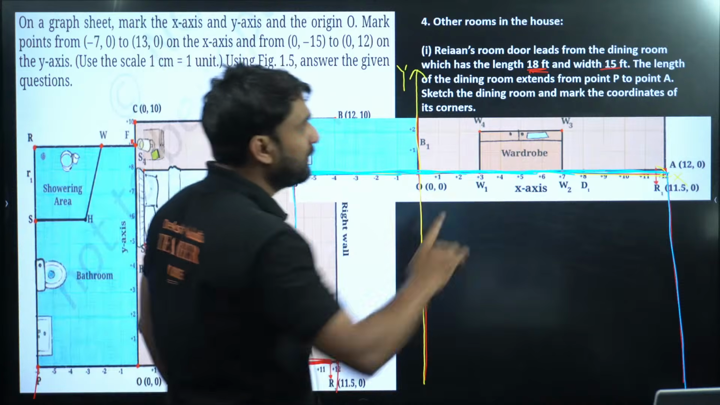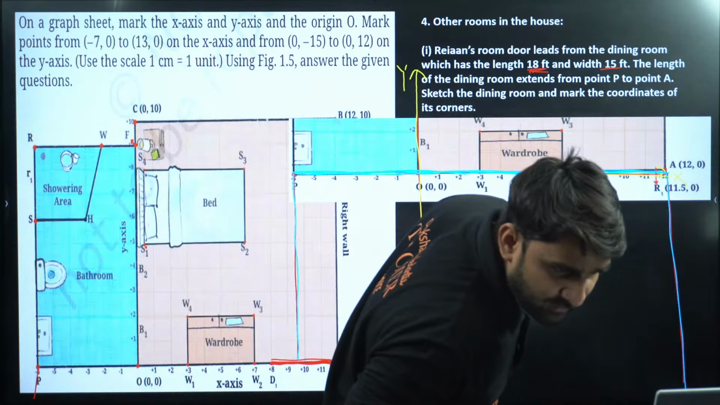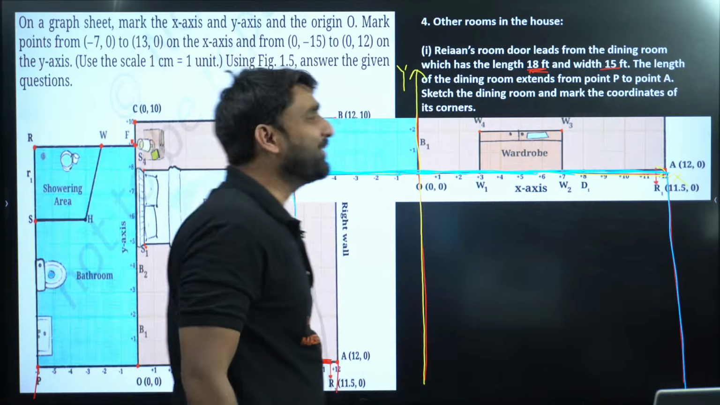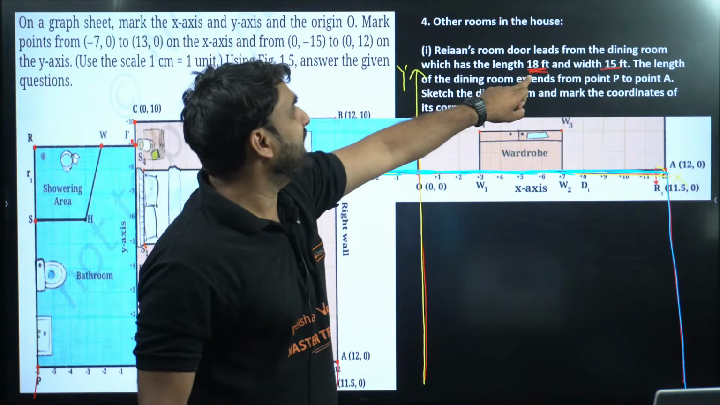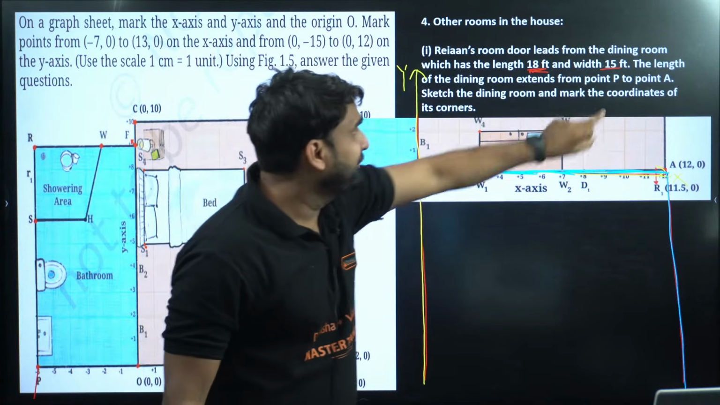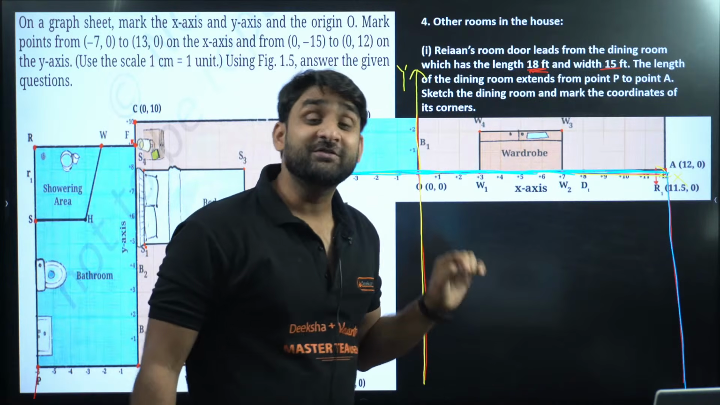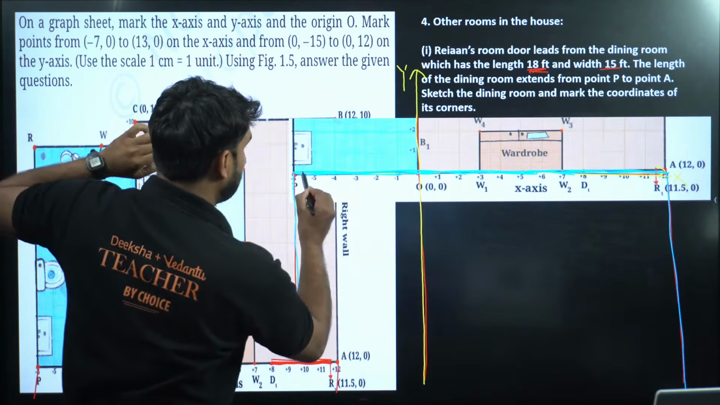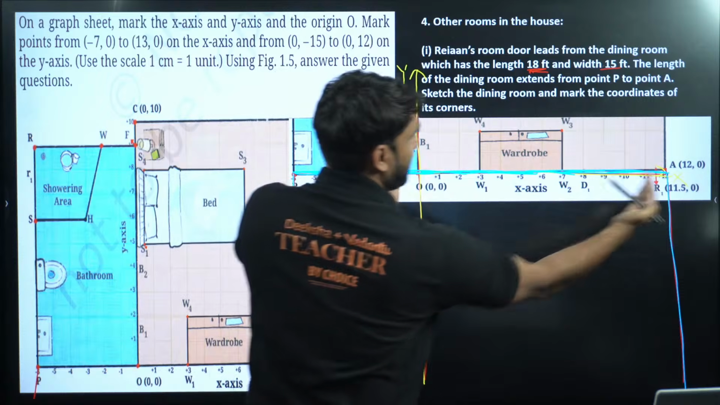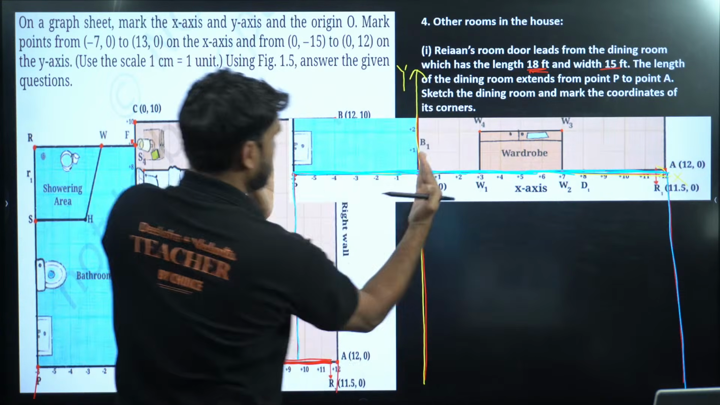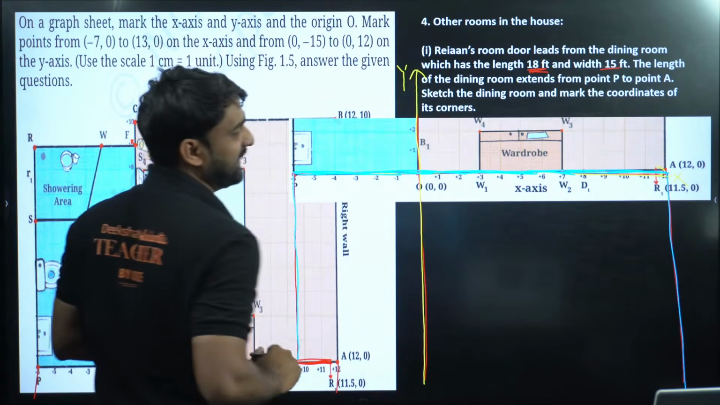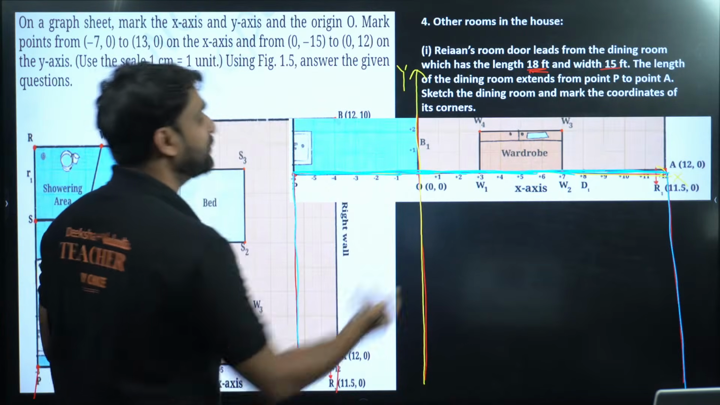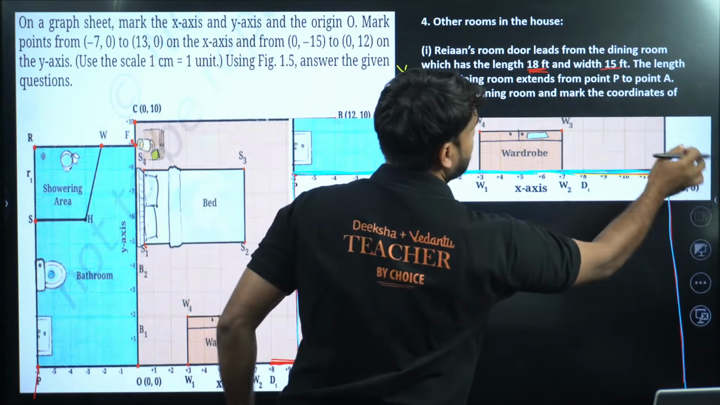Now please look at who is this? Superb. Now the length of the dining room is 18 feet and the width is 12 feet. So this will be the length. Can you see here? From here to here, this is 12 units, and this is 6 units. So this is the entire 18 feet, and the width will be 15. So let's mark the 15 units here.